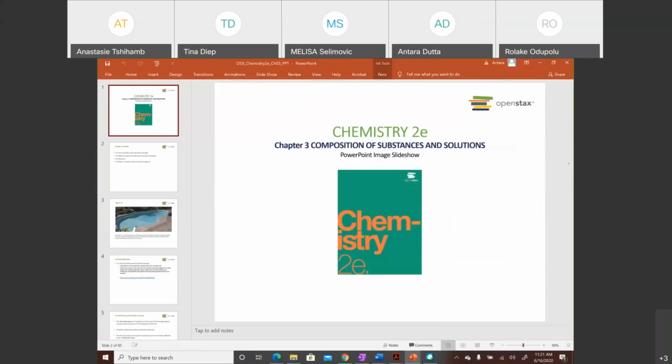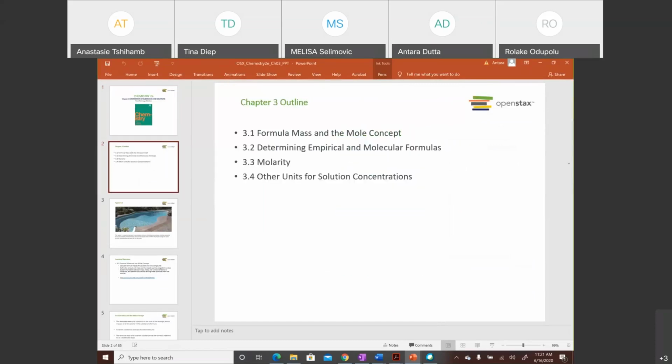So what are we learning in chapter 3? Chapter 3 is very small. That's why I included it in your test, because there are only 4 topics you have to learn. First, formula mass and the mole concept. Then determining the empirical formula and molecular formulas, which is very, very important. And then molarity and dilution, along with other units of concentration. So the first thing is formula mass and mole.